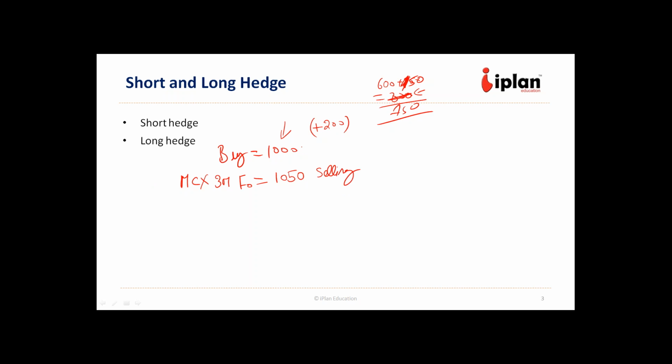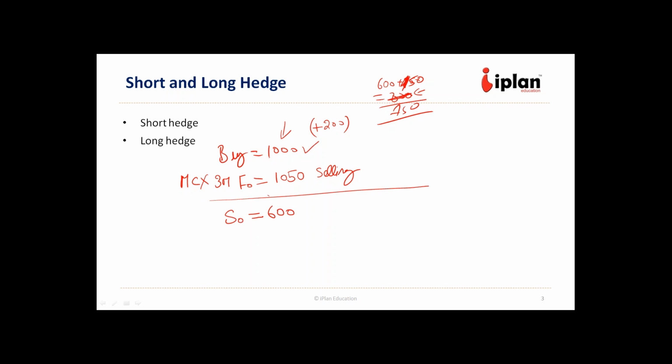Now, I have a buy position already and I'm selling it. So this is a short hedge. When you're selling something to hedge something, it is a short hedge. I'm doing a short hedge. Now, wherever the market goes, he will be in profit. Let's suppose the market went to 600, which actually happened. So the spot price after 1 month went to 600.